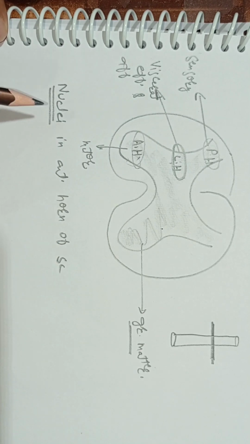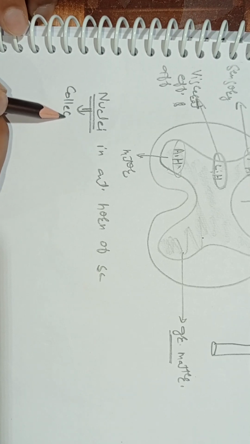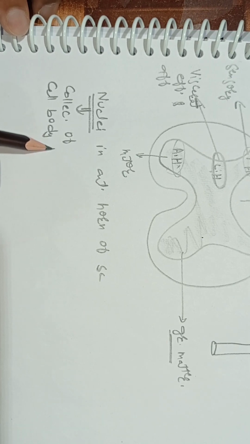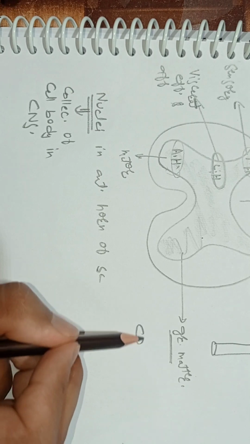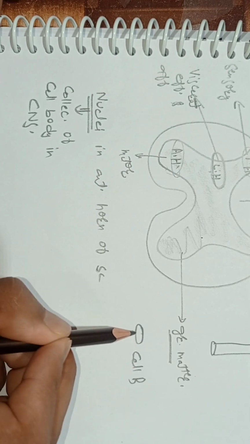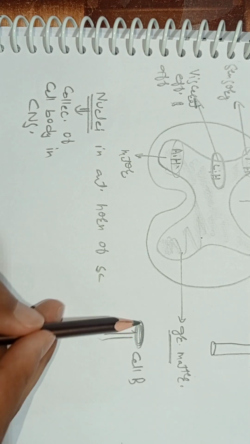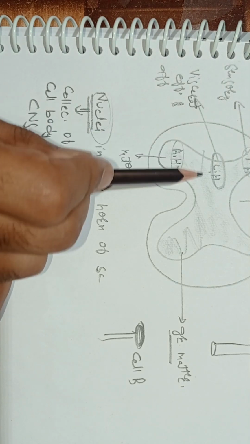What do you mean by nuclei? Nuclei means a collection of cell bodies in the CNS, the central nervous system. A neuron consists of a cell body and an axon. This collection of cell bodies of thousands of neurons is called the nuclei. It is also known as gray matter. Gray matter and nuclei are one and the same thing.